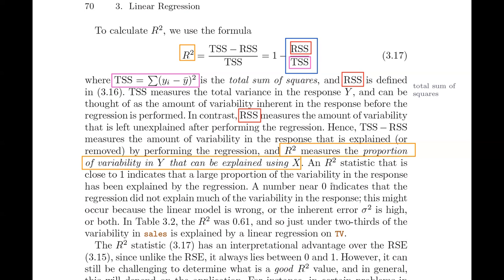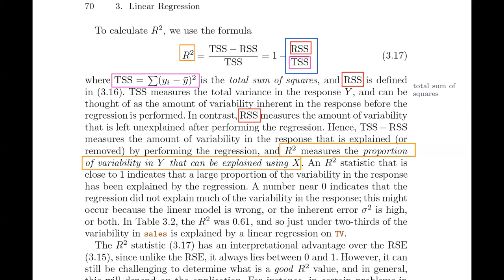Remember, variability will keep on appearing on a regular basis. There is no such thing as statistical learning if there wasn't variability. So you're trying to capture how Y varies as a function of X. So a number near 0 indicates that the regression did not explain much of the variability in the response.